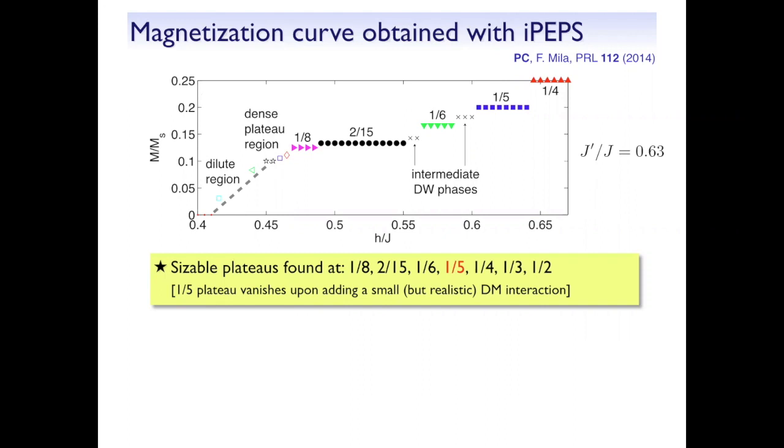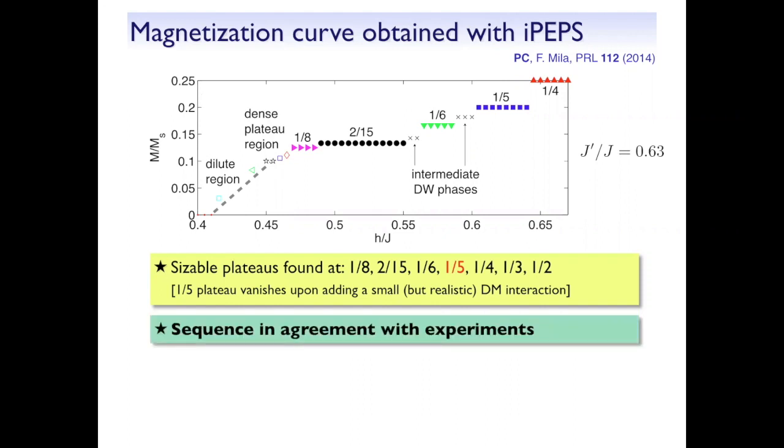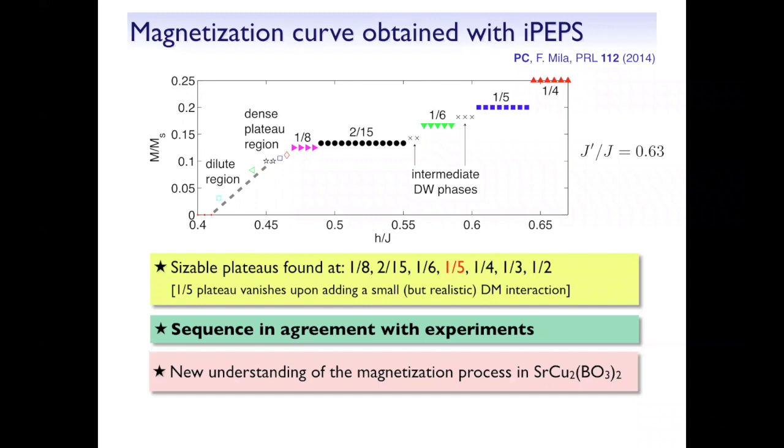But then we checked what happens if we add a small but realistic Dzyaloshinskii-Moriya interaction. And in this case, we found that this plateau actually vanishes, whereas the other ones remain, so that in the end we obtained a sequence which is really in agreement with experiments. This really helped us to get a new understanding of the magnetization process in this compound. Right? And based on these results, it was also possible to reproduce them with other methods.